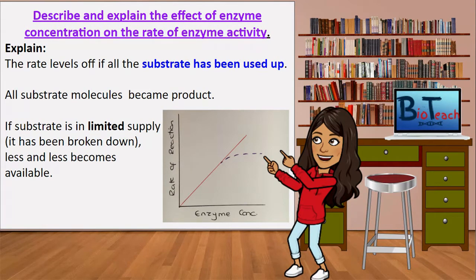So why does it level off is the question we're trying to answer. You need to basically say that the substrate has been used up, or you could say that the substrate molecules have become product. You should further explain that if the substrate is in limited supply, less is available, and so the rate of reaction remains at a plateau.